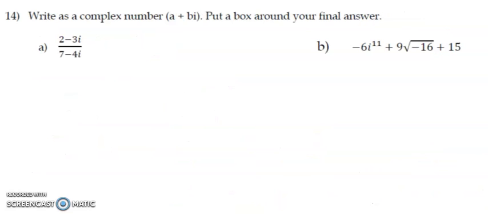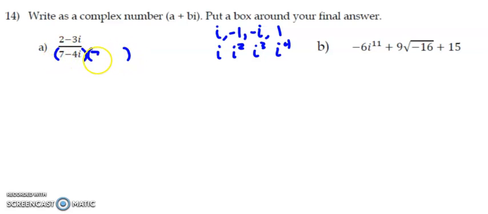Write in the form of a complex number, a plus bi. Put a box around your final answer. So remember, we have I, negative 1, negative I, 1. And that's when you have I squared, I to the third, I to the fourth. When we have a division with i's, we want to multiply by the conjugate of the denominator. We've started using conjugates in limits too. What you do to the bottom, you got to do to the top.